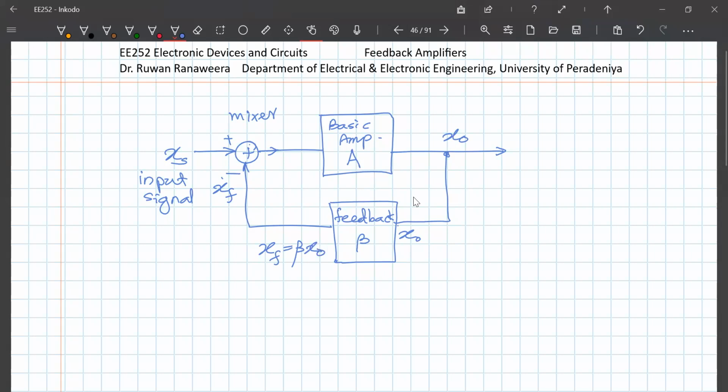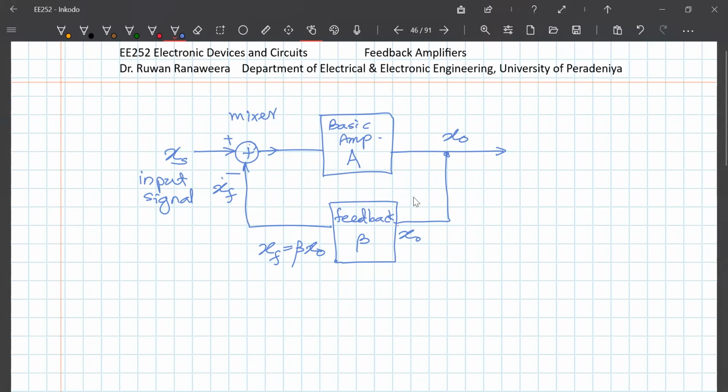Now X out can be a current or voltage. XF can be a current or a voltage. XF and X out do not have to be the same type. So while X out is a voltage, XF can be a current or a voltage. If XF and X out are both voltages, beta is a constant. Whereas if XF is a current and X out is a voltage, beta is 1 over ohms, some conductance.